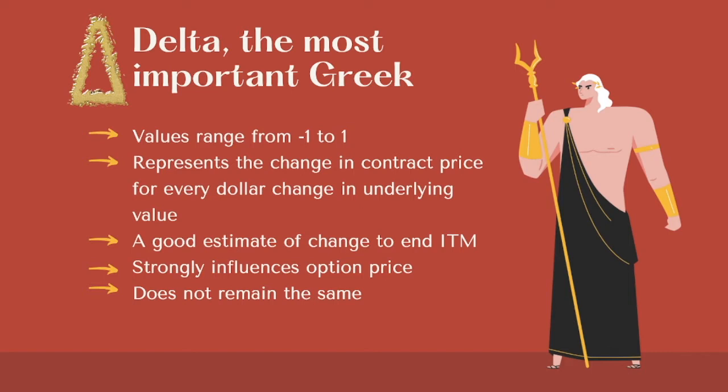Another way to think of delta is a rough estimate of the chance of a contract ending in the money. So a 0.5 delta is basically an estimate that you have a 50% chance of that contract ending in the money. Now, I'm not saying it estimates that it'll be profitable. It just estimates that it will be at least 1 penny in the money. You might still lose money on a contract that goes in the money.